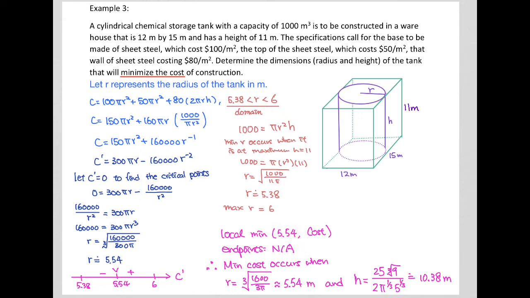And then let's go back to the question to see what we need to find. The question here is finding the dimension that will minimize the cost. So we have to find our height of the cylinder. So we put the radius 5.54 into the volume equation. The volume is 1,000, pi is 3.14, radius is 5.54, and then you can isolate for h and solve for h. And you will see the height will be approximately 10.38 meters. Therefore, we say the minimum cost occurs when the radius is approximately 5.54 meters and the height is approximately 10.38 meters.